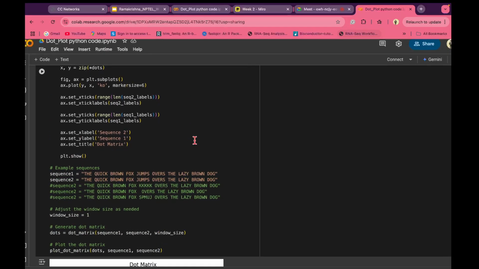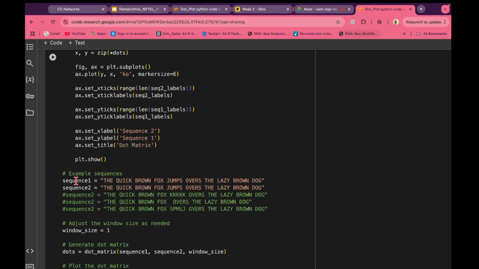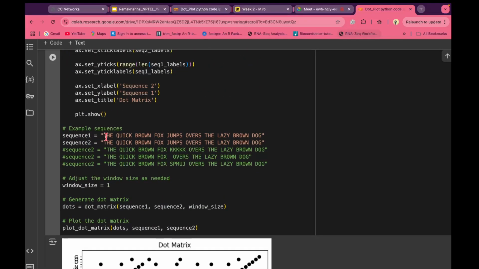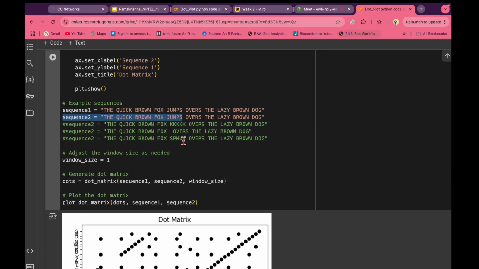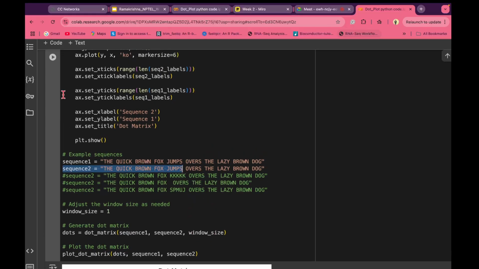So here, initially I have taken two sequences. This is just a string of letters. The string here, the quick brown fox jumps over the lazy brown dog, is sequence 1, and the same thing I have taken as sequence 2. Now I wanted to see how the dot matrix between two similar sequences looks. So I'll run this.